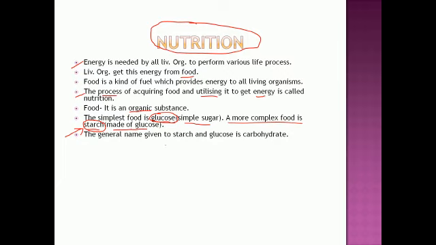Okay, so let's go to our next point. The general name given to starch and glucose is carbohydrate. Now when we say starch or when we say glucose, basically they are the same thing, because starch is made of glucose. But in biology we will not constantly say starch, glucose, we will generally call it carbohydrate. So when I say carbohydrate, you will understand I mean starch or glucose.